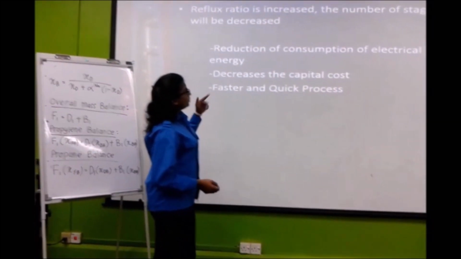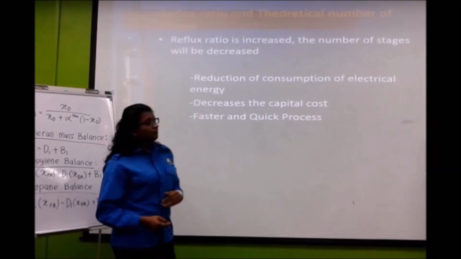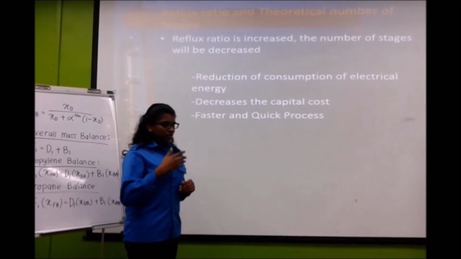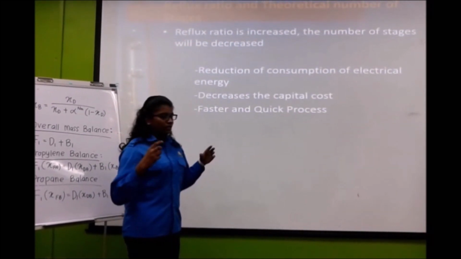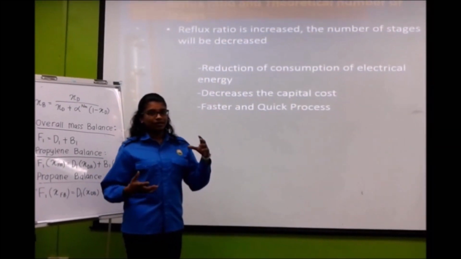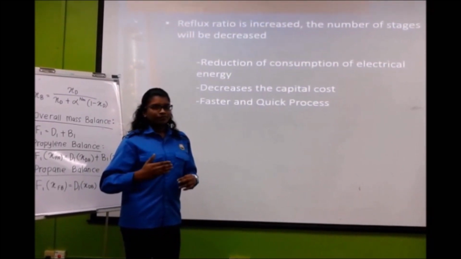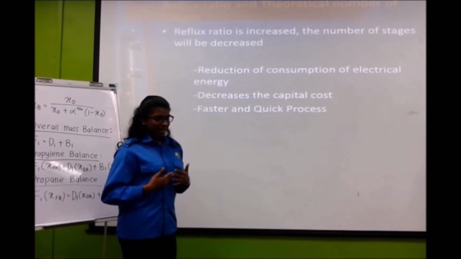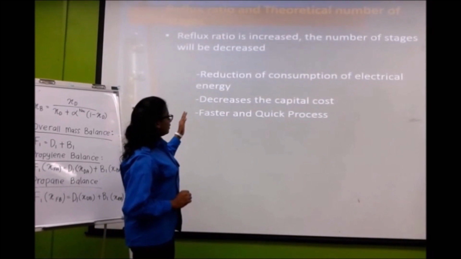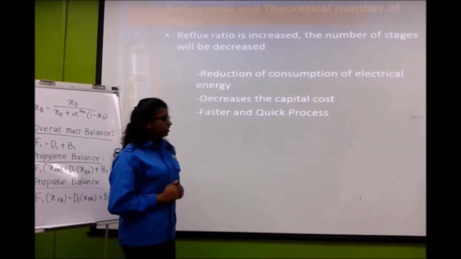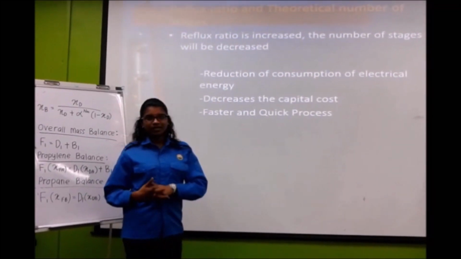So, there is a reduction of consumption of electrical energy. When the reflux ratio is increased, the process will be even faster, so the propylene will be separated more quickly, and the process will end faster compared to a low reflux ratio. It will also decrease the capital cost. The process will be faster and a quick process. Next.